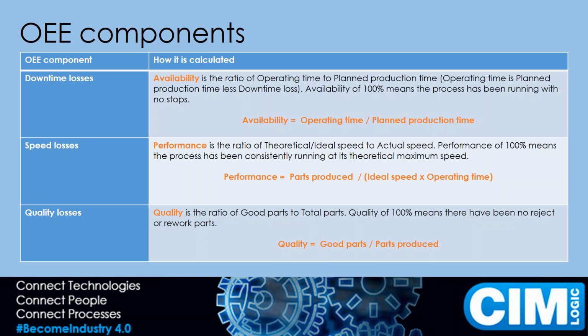And finally, for quality, usually instead of calculating times, we use the total good parts produced divided by the parts produced in that period. So considering this and multiplying these three factors, we will have our OEE.